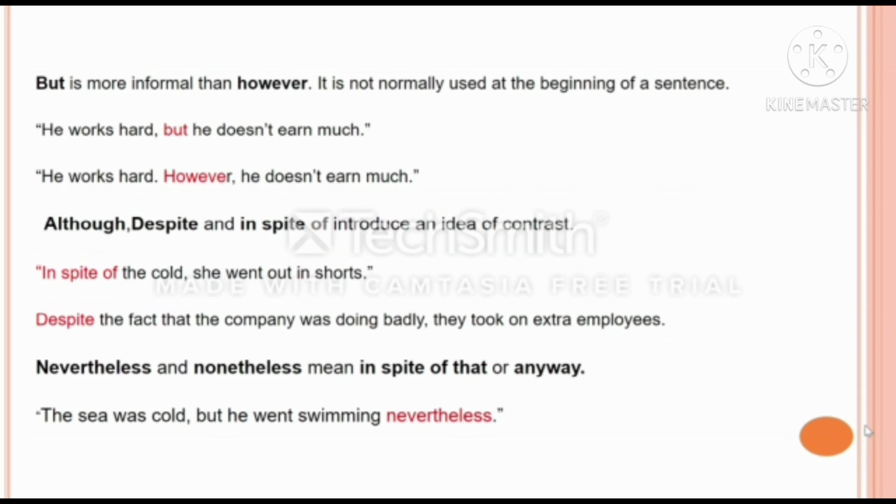Although, despite, and in spite of introduce an idea of contrast. For example, in spite of the cold, she went out in shorts. Nevertheless and nonetheless mean in spite of that or anyway. For example, the sea was cold but he went swimming nevertheless.